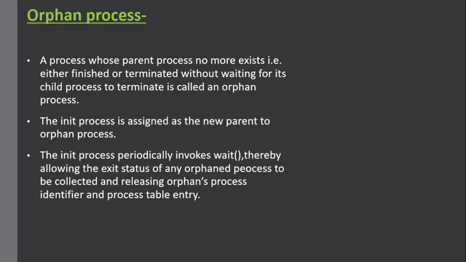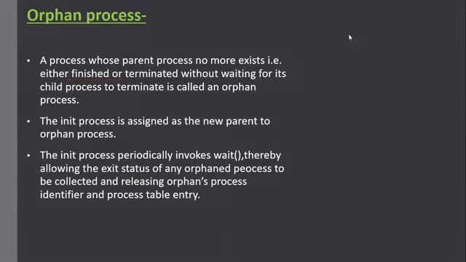And now consider what would happen if a parent did not invoke wait and instead it terminates. So in that case, since the parent has terminated, the child process will not have any parent. So hence it will become an orphan process. So a process whose parent no more exists, that is the parent is either finished or terminated without waiting for its child process to terminate, is known as an orphan process.